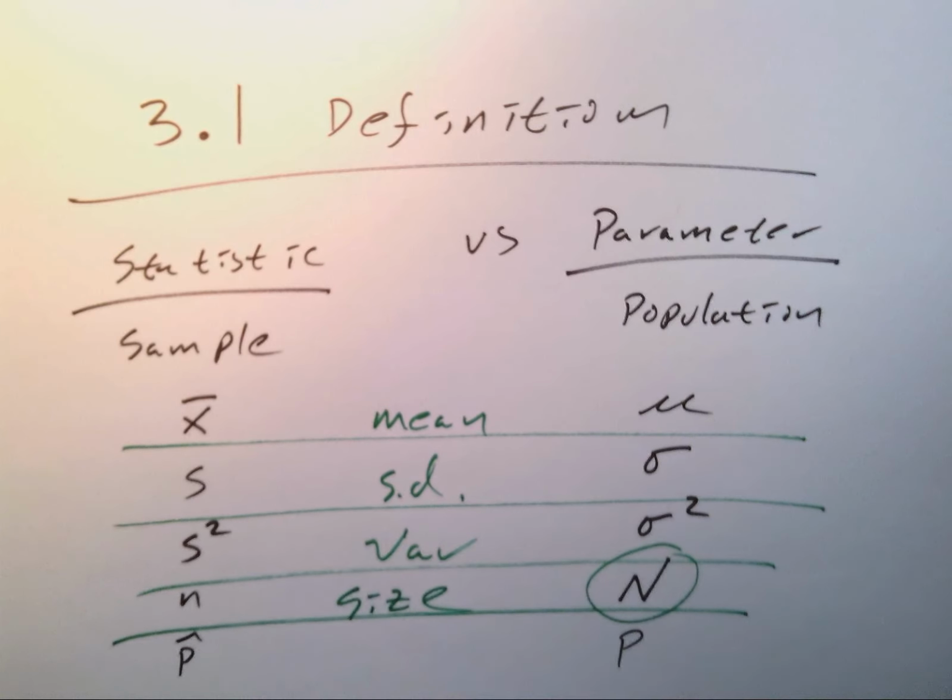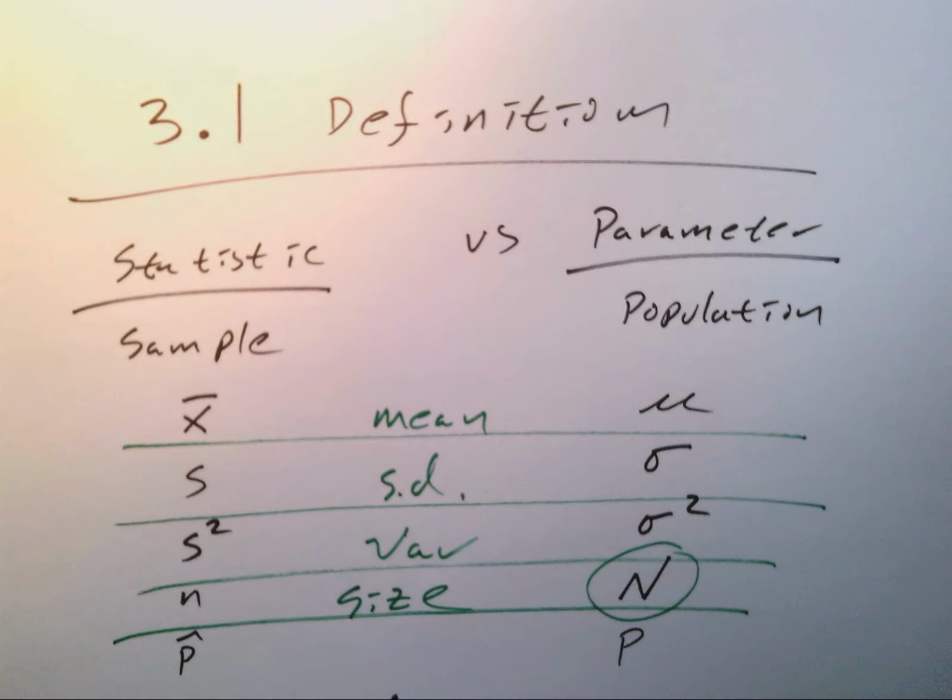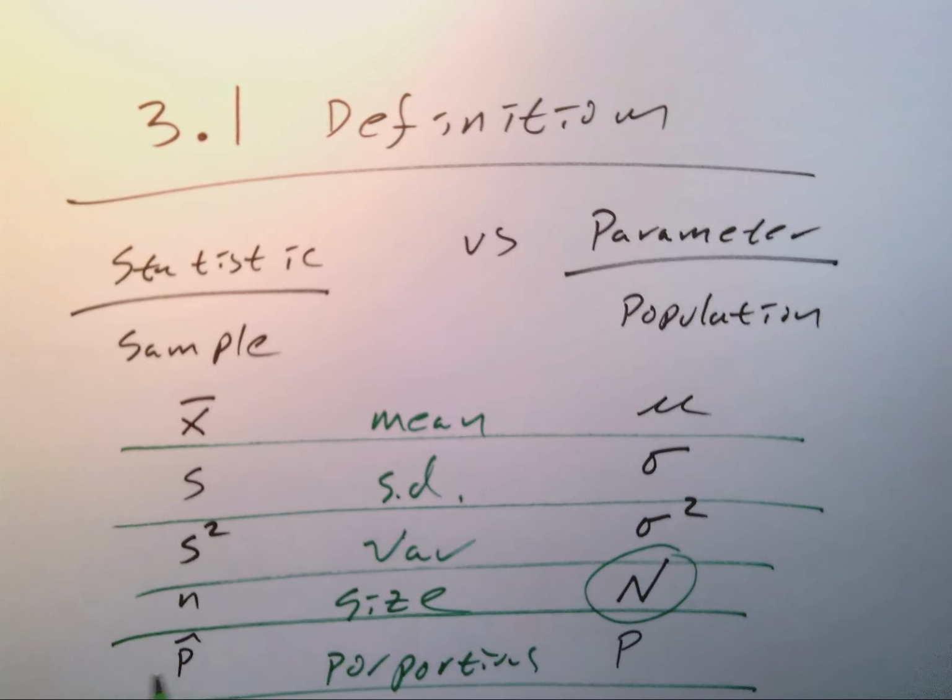And lastly, later on we'll talk about proportions, and when you're estimating on proportions, super popular this year with elections, proportions. And it's P hat, that's P with the little hat on top of it, versus uppercase P. P with the hat is a statistic, so it's the sample proportion. Uppercase P is a parameter, it's the population.